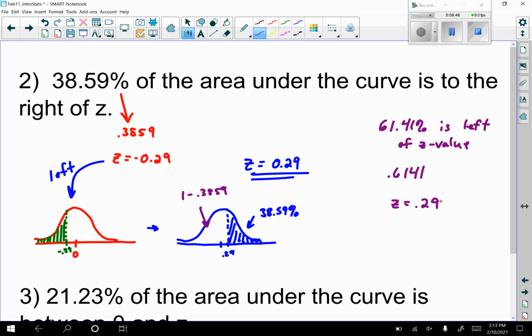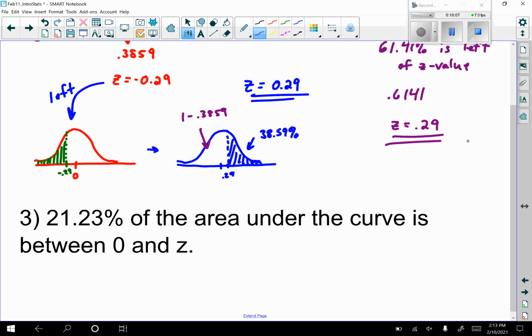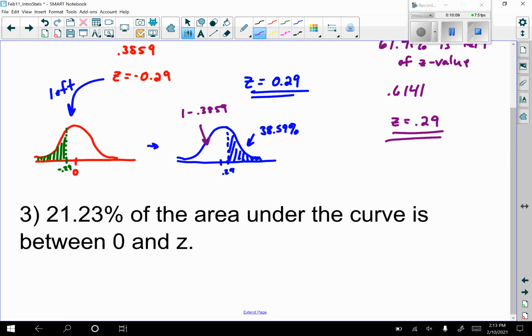So there's 2 ways to do this. You could type in this percent, but know that the calculator is reading it as to the left, and then all you have to do is flip it to the other side because it's symmetric with respect to the mean. Or you could do 100 minus this percent, and that would give us the complement that's over here, and you could just type that in. But either way, we're looking for a positive 0.29.